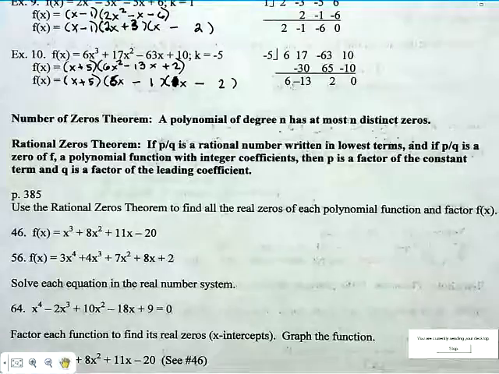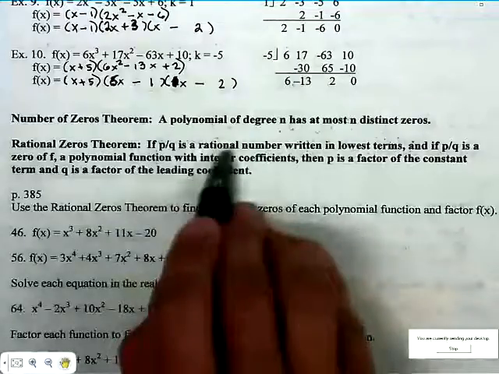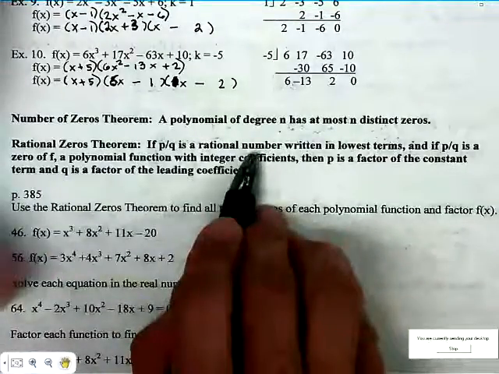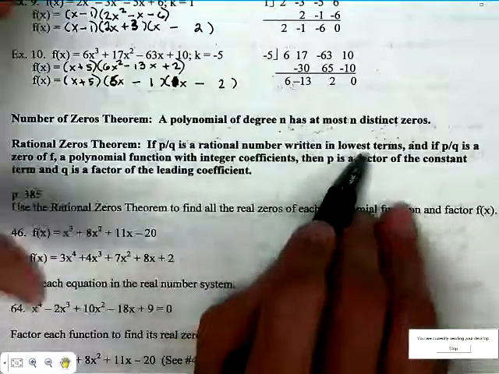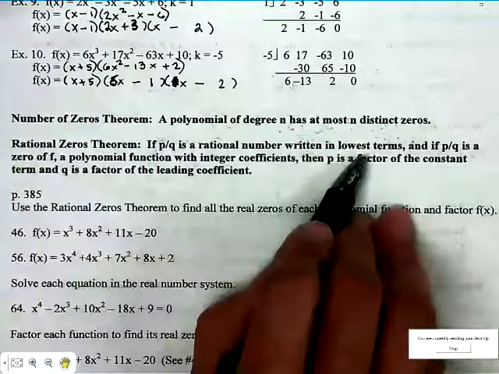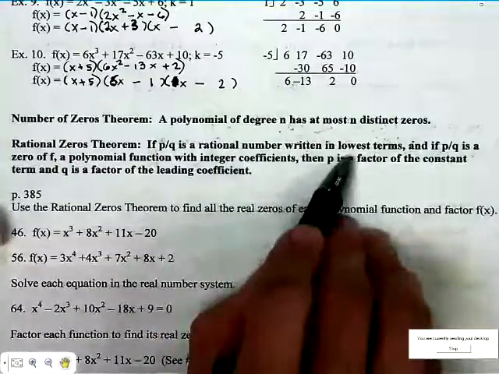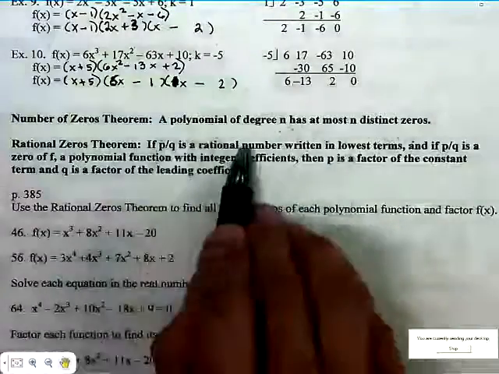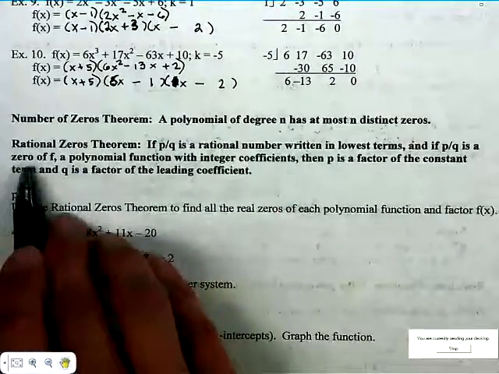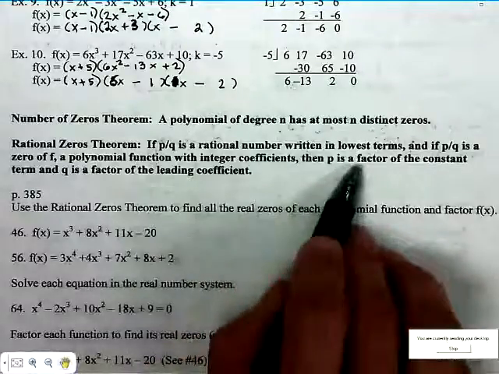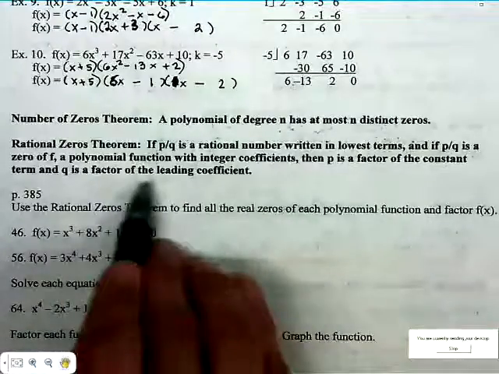Yeah, what the heck? If P over Q is a rational number just means fraction, or can be written as a fraction, right? So if P over Q is some fraction written in lowest terms, that just means simplified as much as possible. If you give me 4/6, I'll reduce it to 2/3, and then that would be a fraction in lowest terms. If P over Q is a simplified fraction, and if it is a zero of the function, then the numerator is a factor of the constant, and the denominator is a factor of the leading coefficient.